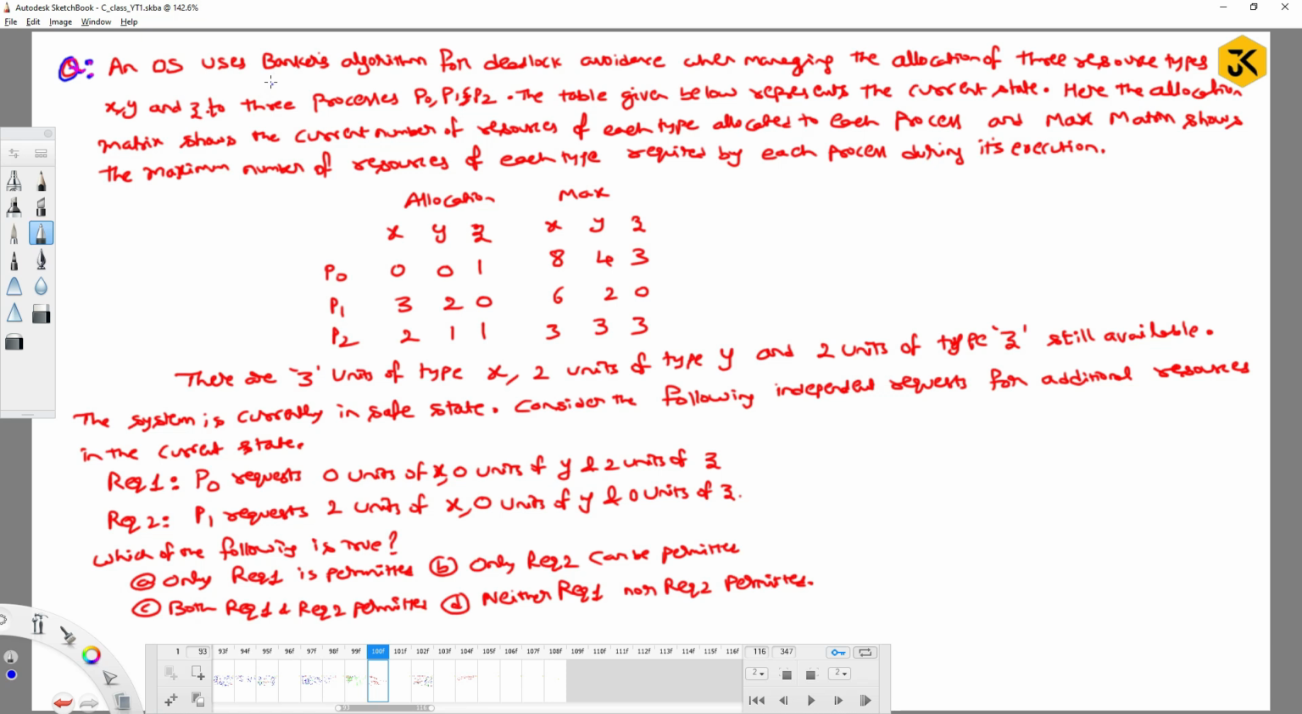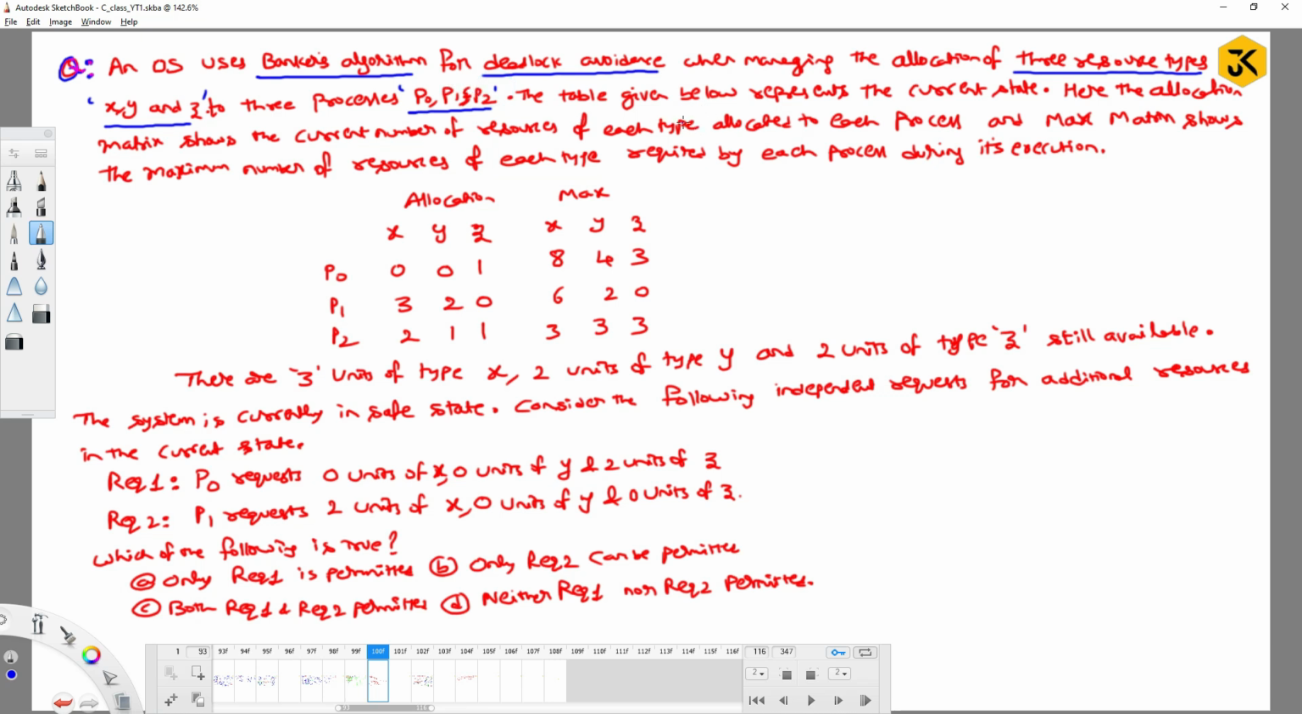An operating system uses Banker's algorithm for deadlock avoidance when managing the allocation of three resource types X, Y and Z to three processes P0, P1 and P2. Means they are using Banker's algorithm for avoidance of deadlock, and three resources they are using: X, Y and Z for the three processes P0, P1 and P2. That is what they have given.